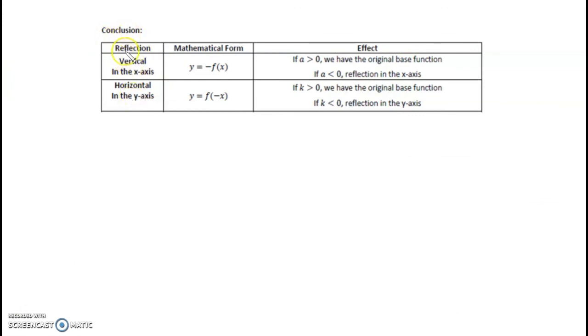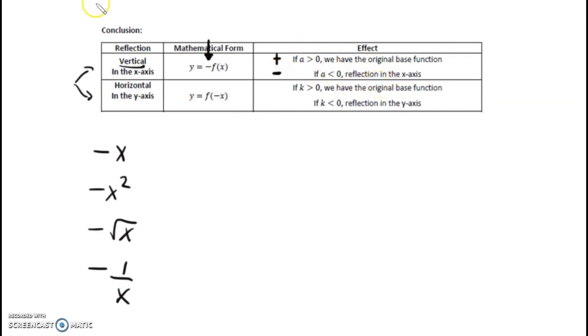So in conclusion, when we talk about reflections, there are two types of reflections. Vertical reflection, I don't commonly call it that. I call it a reflection in the x-axis. This is when the negative sign is out front of the function. Okay, so in other words, negative x squared, negative root x, negative 1 over x. That's how that's going to look. Okay, if this a value, whatever number this is, it could just simply be -1, aka a negative sign. If it's positive, then nothing changes. It's just going to be like the original base function. However, if it's negative, then there is a reflection in the x-axis.